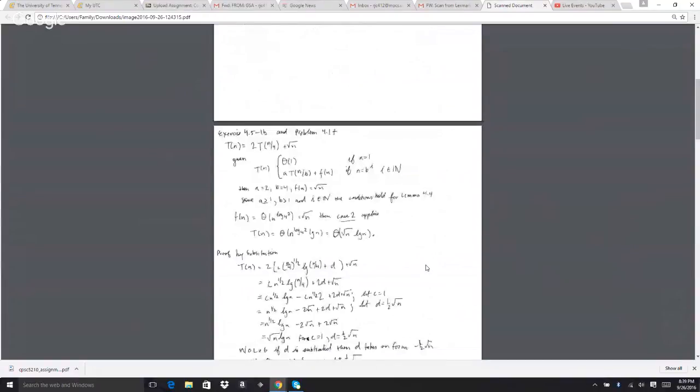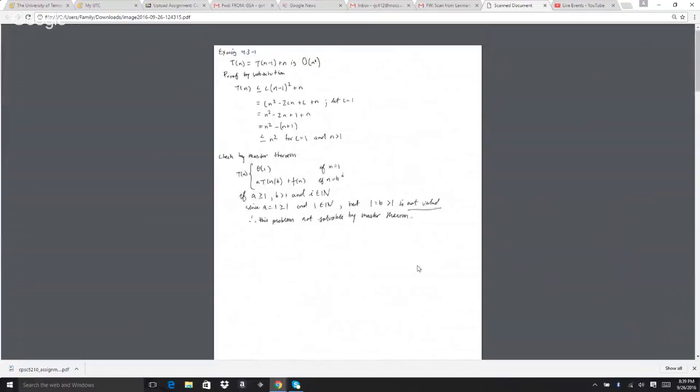And we've shown two different ways that you can use substitution or the master theorem to get at these upper bounds. And that is my homework and all my explanations for this problem set. Thank you.